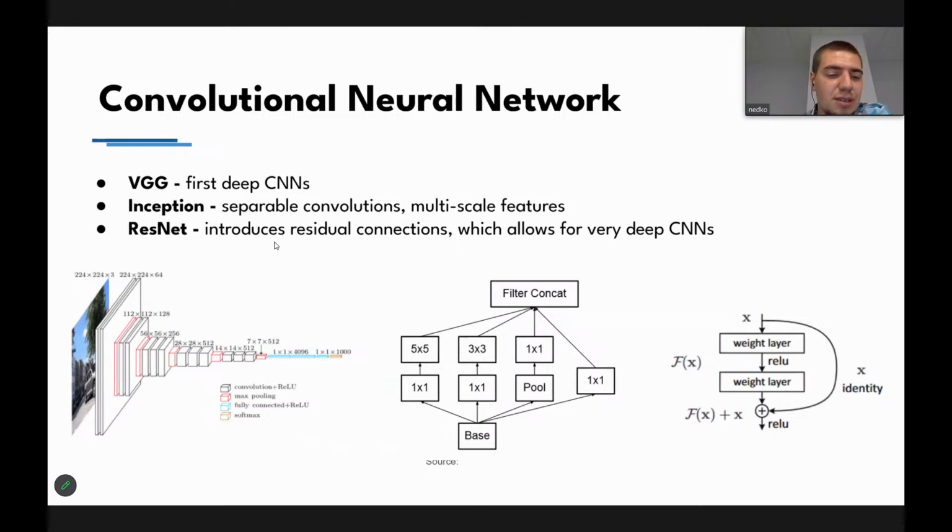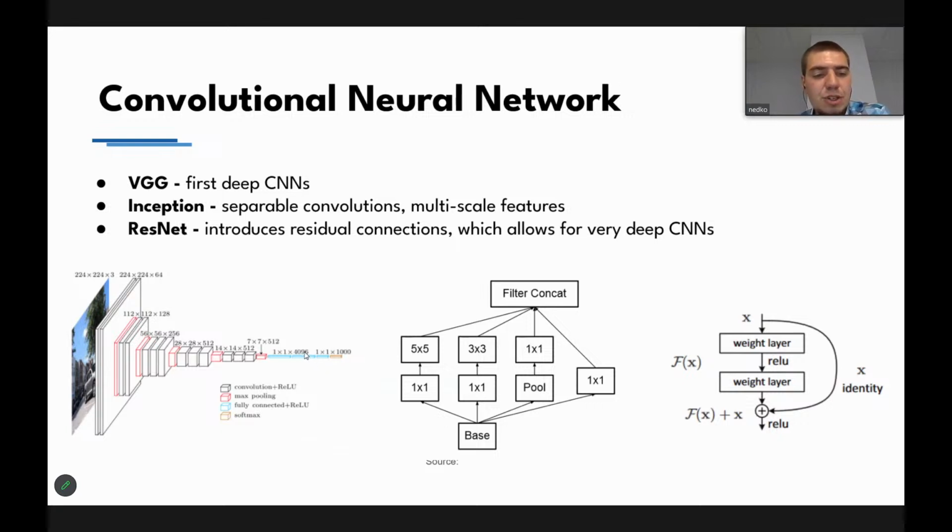So VGG is the architecture of the first deep CNNs that appeared. And as you can see, it consists of multiple convolutions followed by an activation function, so just the ReLU. And doing that over and over again, you decrease the dimensions of the features. So you don't have this huge amount of numbers to process, but now they're processed in a much smaller space. And then you can just use fully connected layers on top to solve your tasks.